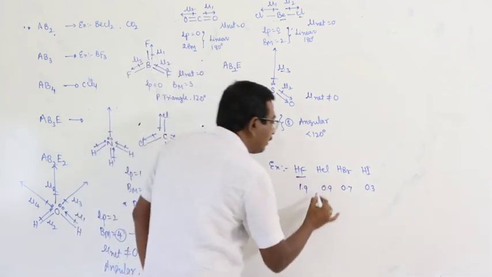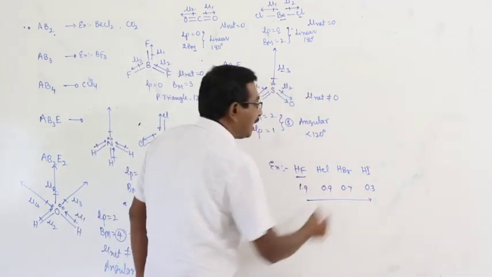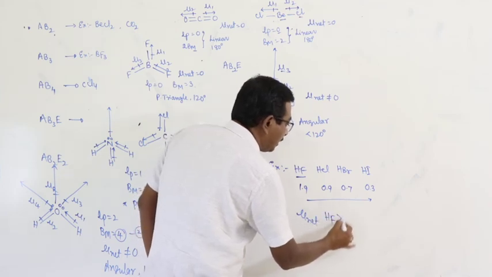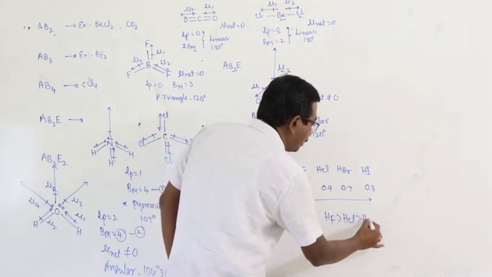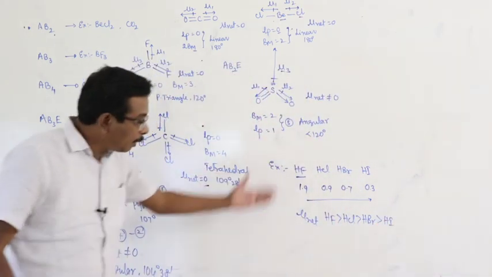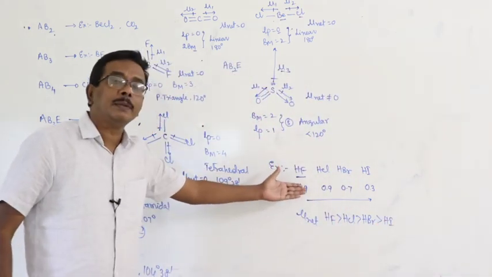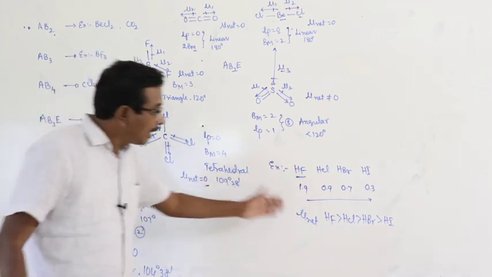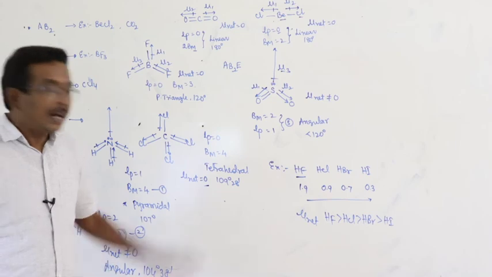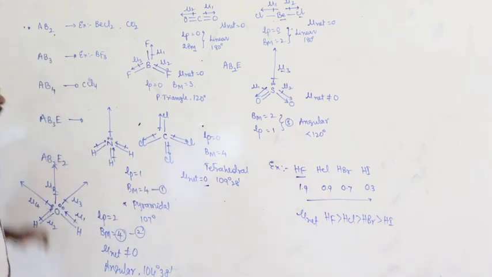Here the electronegativity difference between the two bonded atoms gradually decreases. Therefore, the order of the net dipole moment is HF, HCl, HBr and HI. Means what? Dipole moment is directly proportional to the polarity of the molecule, directly proportional to the electronegativity difference, and directly proportional to number of lone pairs. How can you say? Greater the number of lone pairs, greater will be the dipole moment.